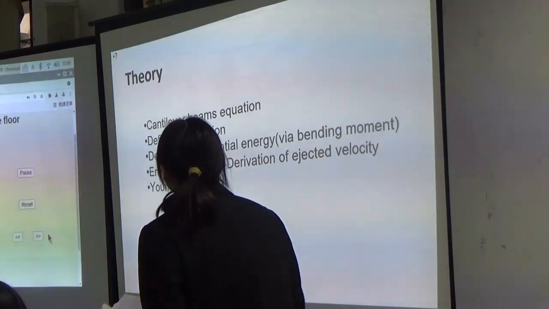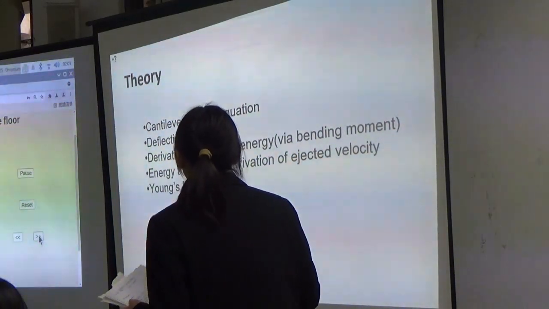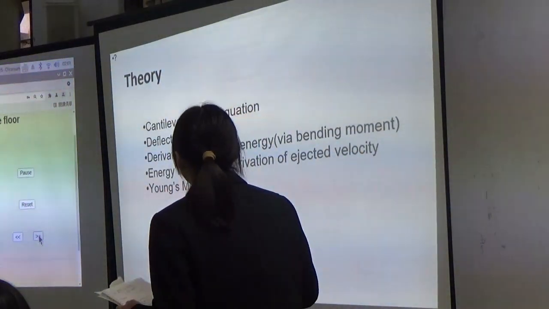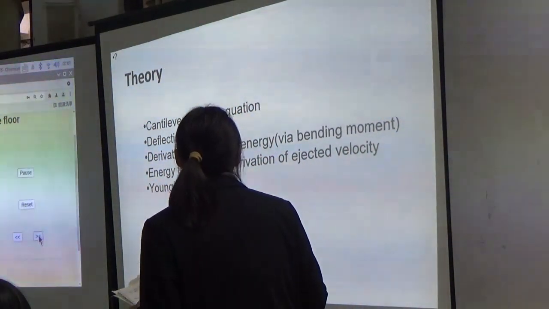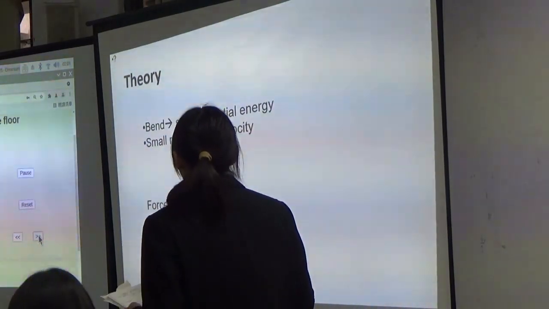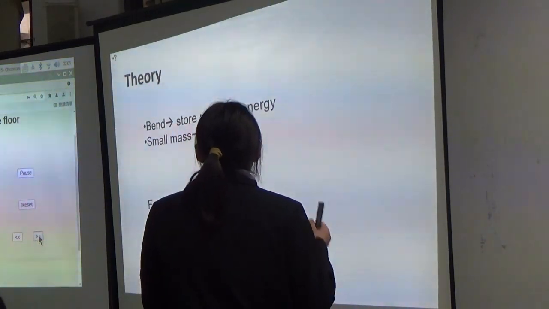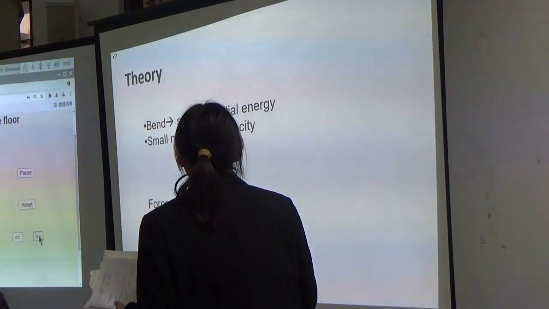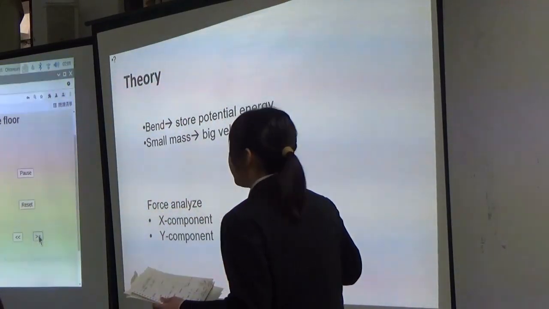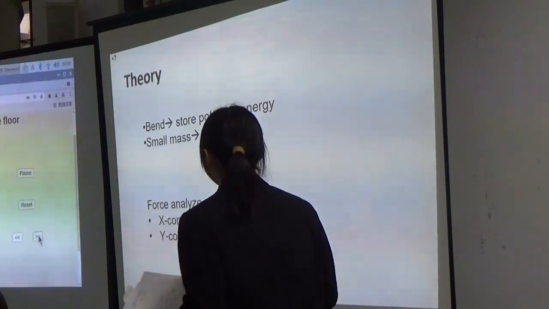And here's the theory: Cantor means equation, deflection equation, derivation of potential energy, energy transition, derivation of the ejected velocity, and Gauss modulus. When the spaghetti bends, it will store more potential energy, and the small mass will have a big velocity. But I'm a little bit curious about how many kinds of potential energy are in her experiment, so I think I will discuss with her later.